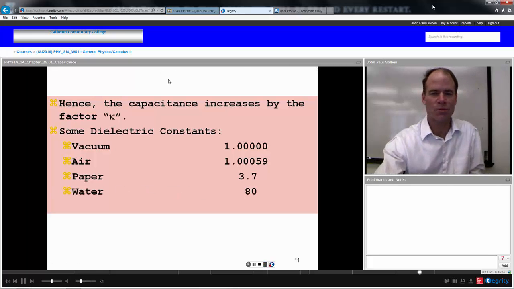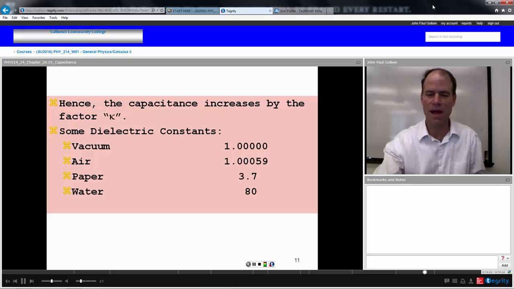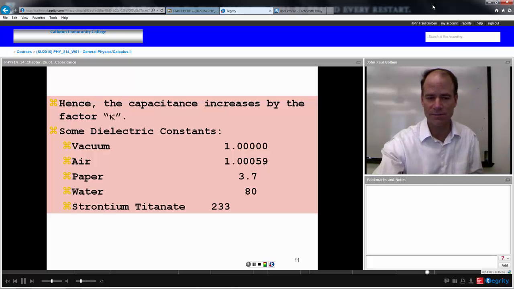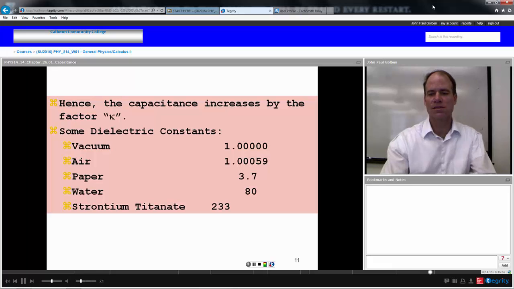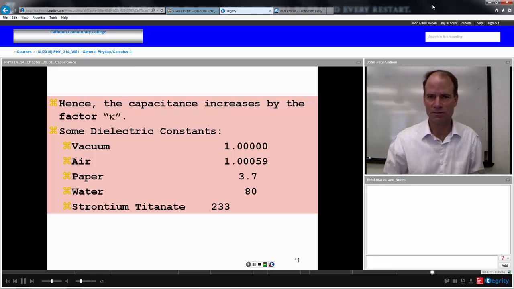Surprisingly, if I put water in there, it has a dielectric constant of 80. We would have other problems with water being a polar molecule, but at least as far as the capacitance goes, its dielectric constant is 80. For strontium titanate, the dielectric constant is 233. So I can make a very good capacitor, increase its capacitance by a factor of 233 with strontium titanate.